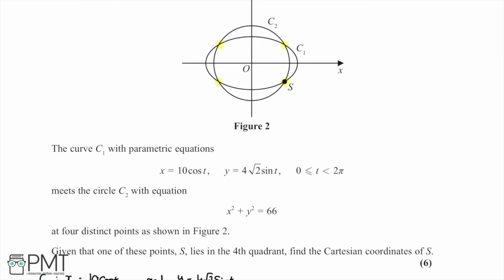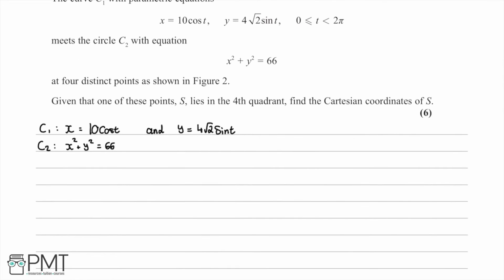So how are we going to do this? Let us start off and write down what our equations are. So x is equal to 10 cos t and y is equal to 4 root 2 sine t. And then we have our second circle, x squared plus y squared is equal to 66. So our first step is going to be to substitute x and y from circle 1 into circle 2.